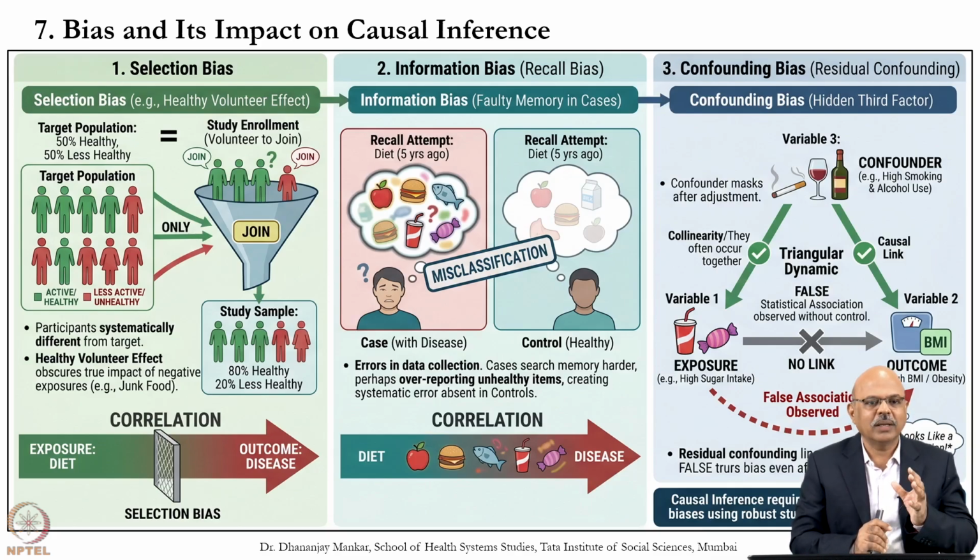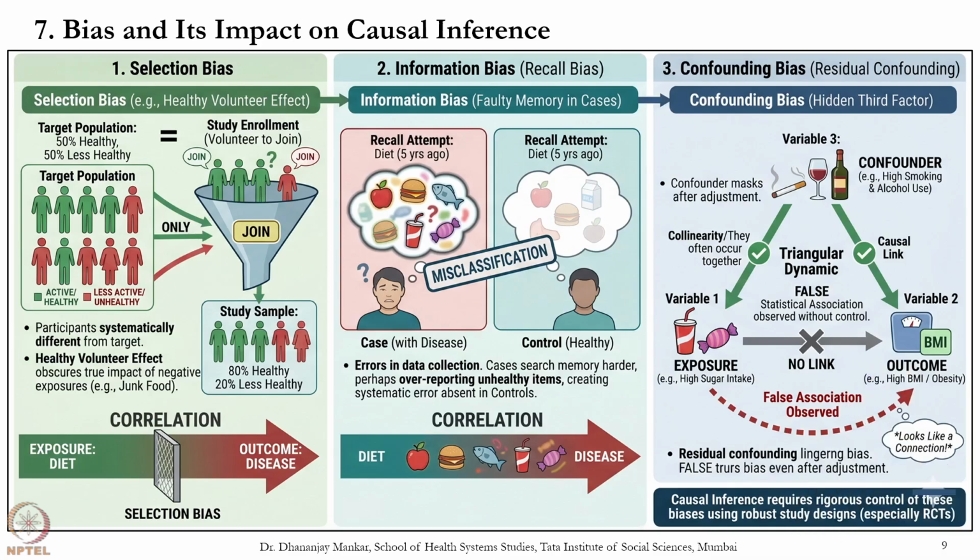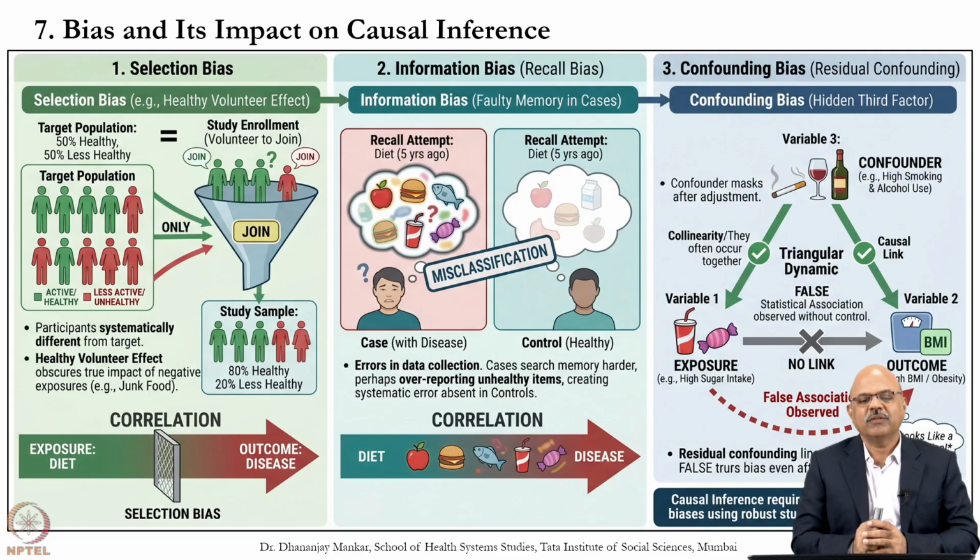So voluntary response is being seen as an effect of selection bias. Then comes information bias, that is recall bias. It is a fault of memory in cases where a person is asked to make a recall attempt. For example, diet 5 years ago is very difficult to recall.